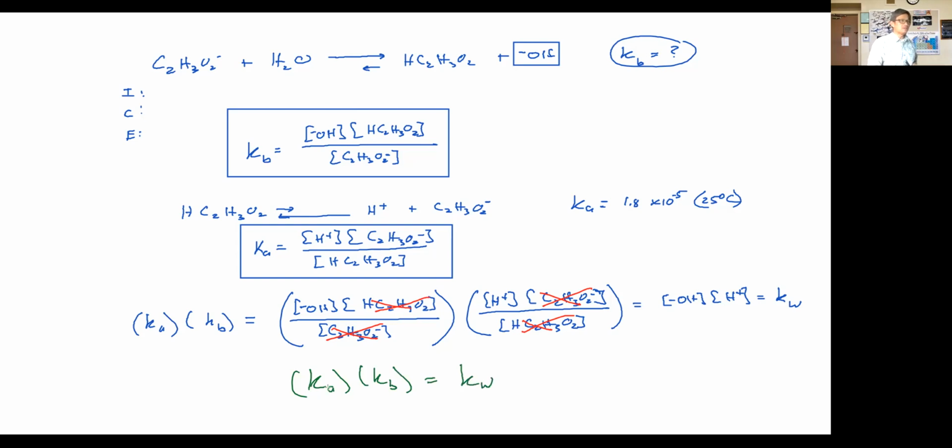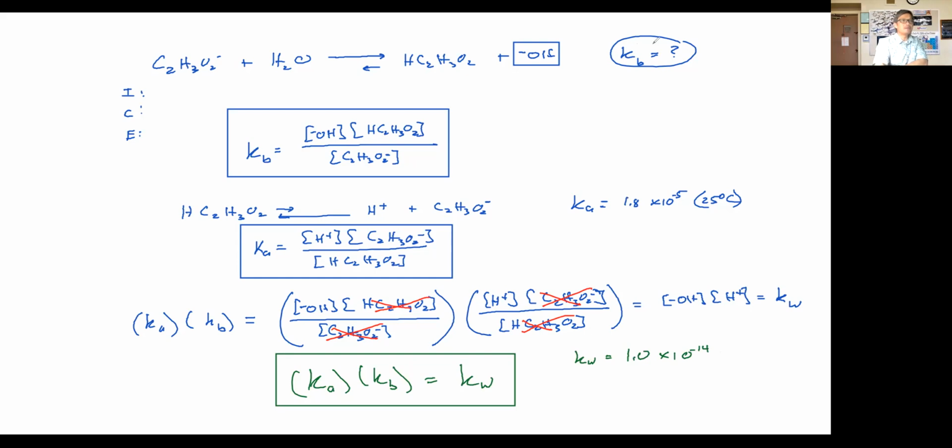And this we can use to our advantage, guys. If we know either the Ka or the Kb, we know what Kw is. Remember, Kw is a constant. It's the ion product constant of water, which is going to be 1 times 10 to the minus 14, which means in order to find the Kb here, we know what Ka is.